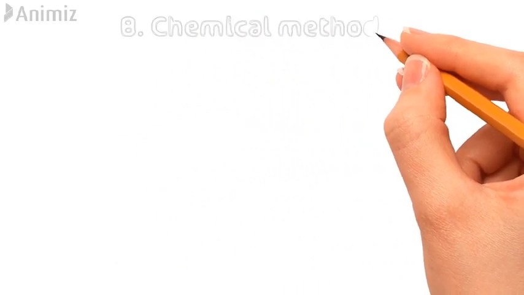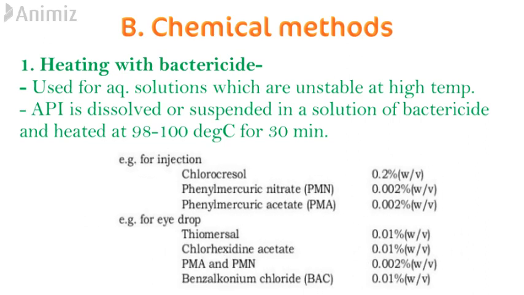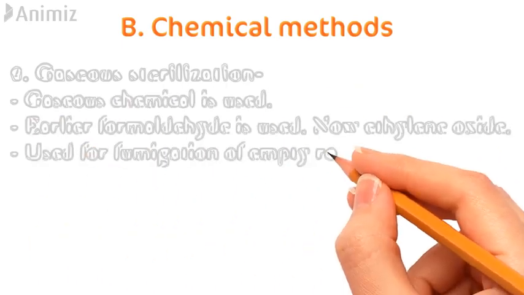Coming to the second method, which is chemical methods of sterilization, it includes heating with bactericide. It is used for aqueous solutions which are unstable at high temperature. In this, API is dissolved or suspended in a solution of bactericide and heated at 98 to 100 degrees Celsius for 30 minutes. Commonly used bactericides for injectables are chlorocresol and phenylmercuric nitrate, and for eye drops are thiomersal and benzalkonium chloride. Second method is gaseous sterilization.